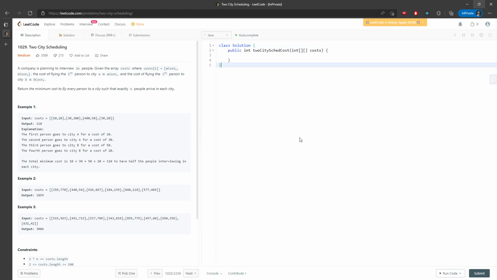Alright, let's talk about the two-city scheduling. A company is planning to interview 2N people. So you have a cost array. What is the cost array going to be? A cost and B cost. And there are 2N people, right?